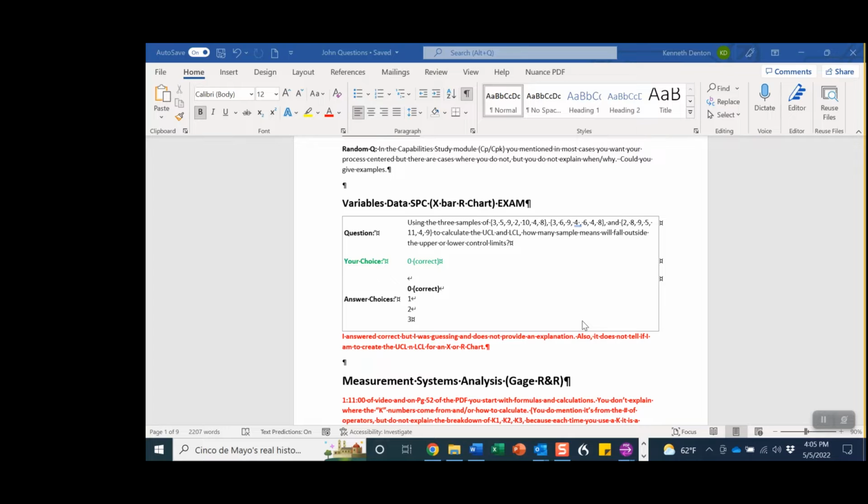All right. Using the 3 samples to calculate upper and lower control limits, how many sample means will fall outside the upper or lower control limits? First, we have to calculate the upper and lower control limits. So we have to calculate the average of each one of those.